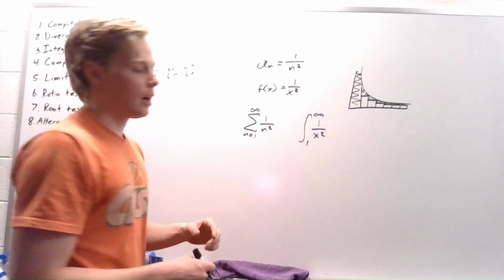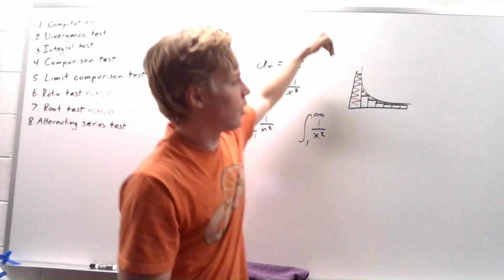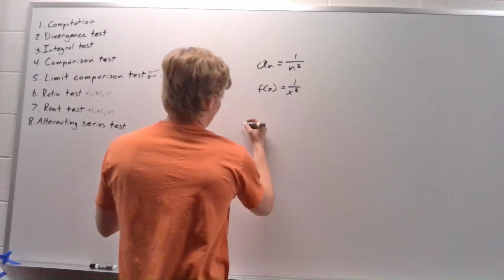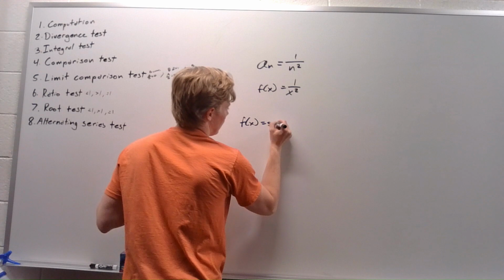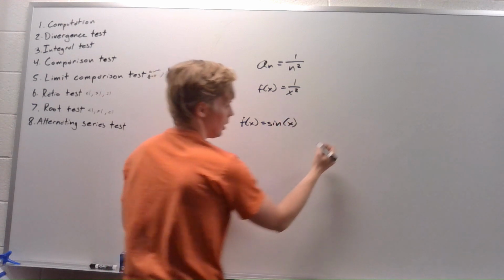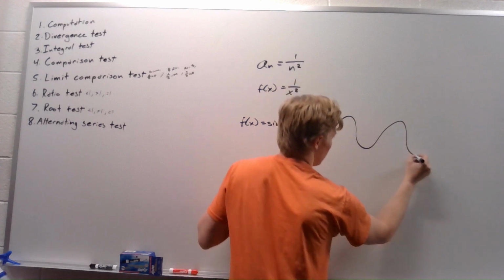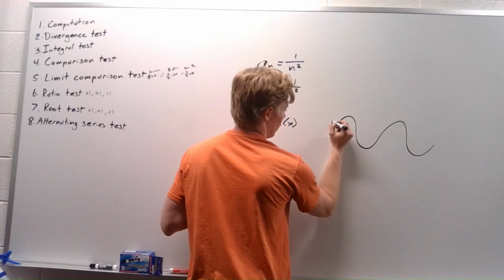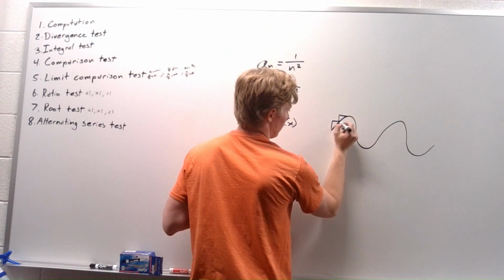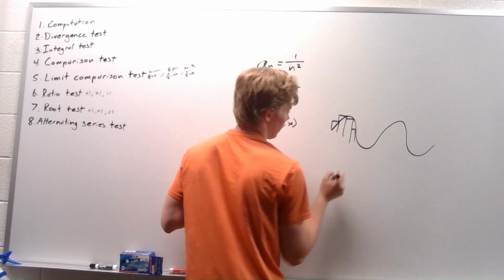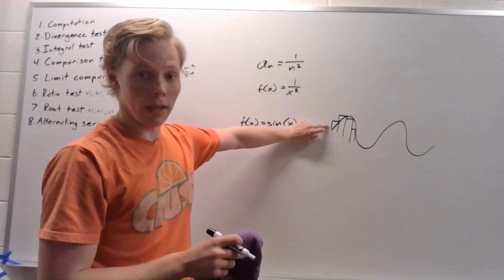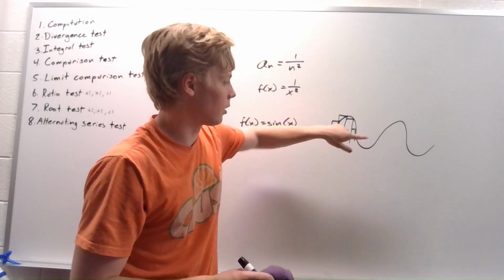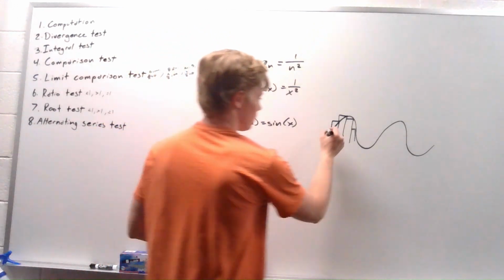Now, this only applies if f of x is always decreasing. Because if we say that f of x is equal to sine of x, for example, that function looks like that. And so if we draw all the rectangles on it, we're going to get this rectangle and that rectangle, that rectangle, that rectangle. And notice, some of them are bigger than f of x, bigger, bigger. Some of them are smaller, smaller, smaller, but it's never going to settle down.